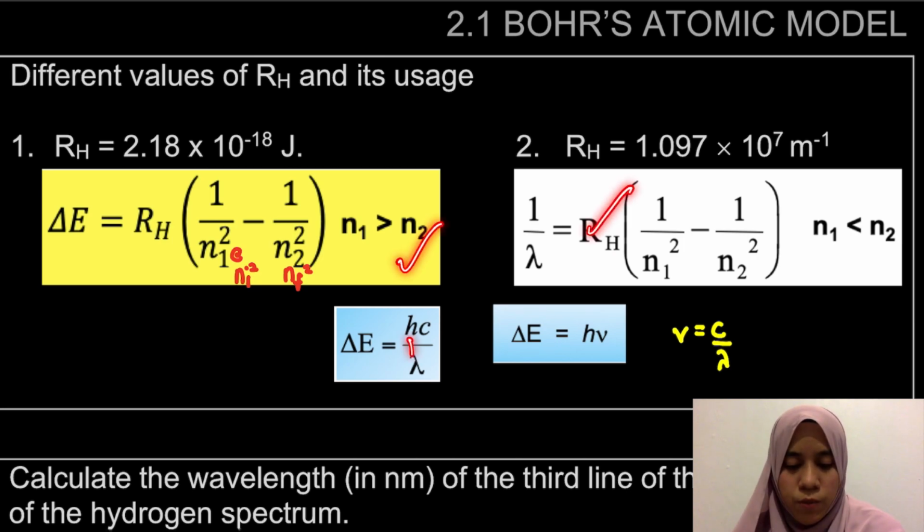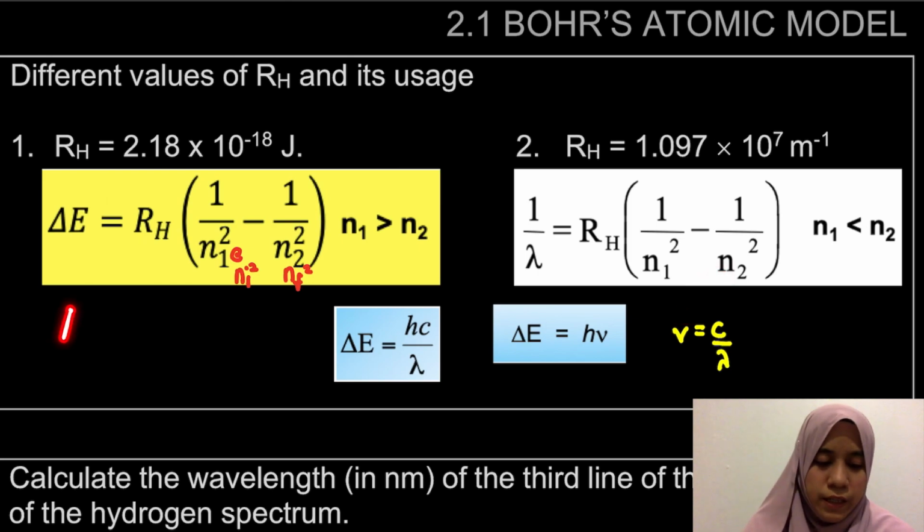Okay, so kita belajar 1, 2, 3, 4. Yang ini pun kita dah belajar dah. The examples in page 3. Okay, where V, remember V is equal to C over lambda. Kat sini cuma satu je formula yang tak ada. Bolehlah tulis kalau nak, kalau tak nak pun tak apa.